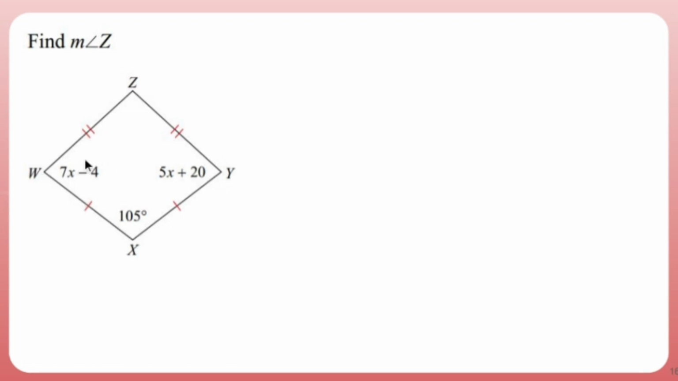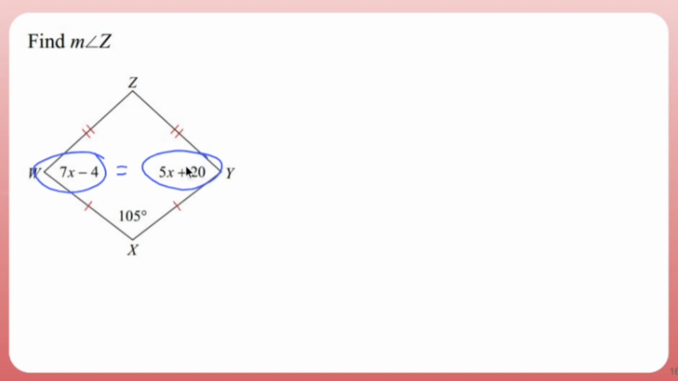Now, when you have a kite, the angles in between the non-congruent sides are called non-vertex angles. And these angles are equal to each other. So this is what I'm going to do. I'm going to find x by setting these two equal to each other. Once I have x, that allows me to find out the measure of both of these angles.